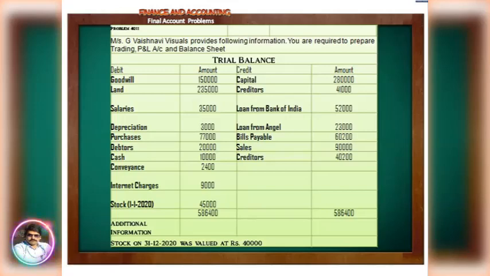Then we have stock on the 1st January 2020, that's opening stock. After closing the trial balance, we have one more stock, 31st December 2020. The stock was valued at 40,000. So this is called closing stock.